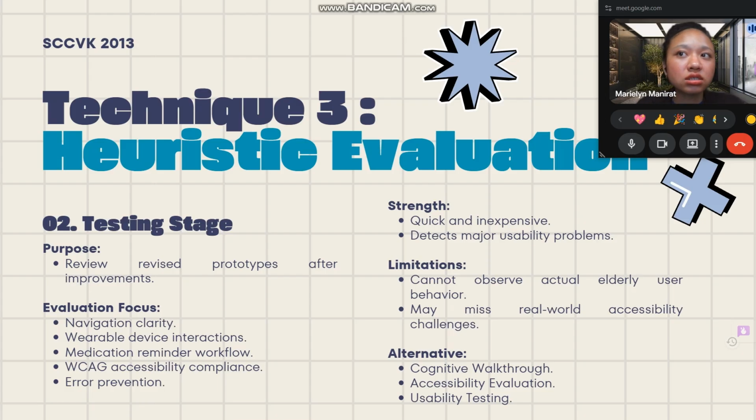The focus of this evaluation for this testing stage is the navigation between health metrics, the medication reminder workflows, the wearable device interactions, and the accessibility compliance with the WCAG standards. The strengths of this heuristic evaluation are that it includes speed, low cost, and the ability to identify usability issues earlier.